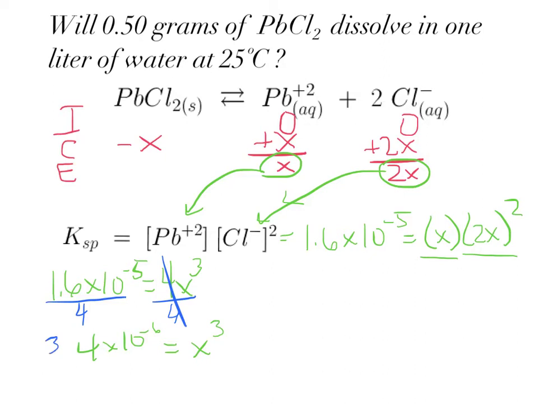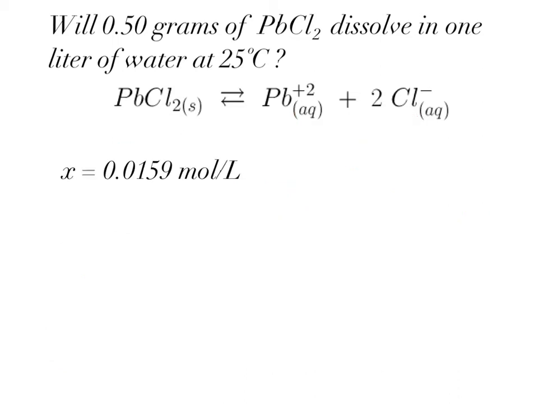Next thing is the cube root of both sides. That way the cube will cancel, and we get X equals 1.59 times 10 to the negative 2 moles per liter. Okay, 1.59 times 10 to the negative 2 moles per liter is the same thing as 0.0159 moles per liter, but it's asking, will 0.5 grams dissolve? So I need to change this moles per liter into grams.